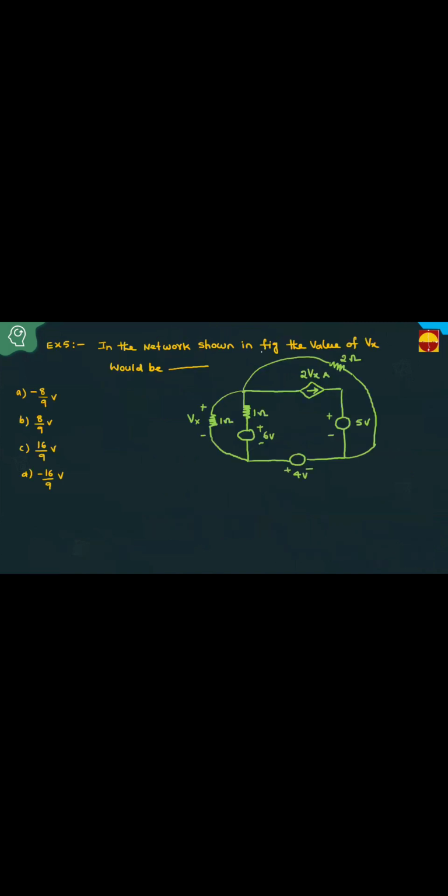So one more problem. Can anybody answer this? In the network shown in the figure, the value of Vx would be dash. You have to calculate the value of Vx in this network.